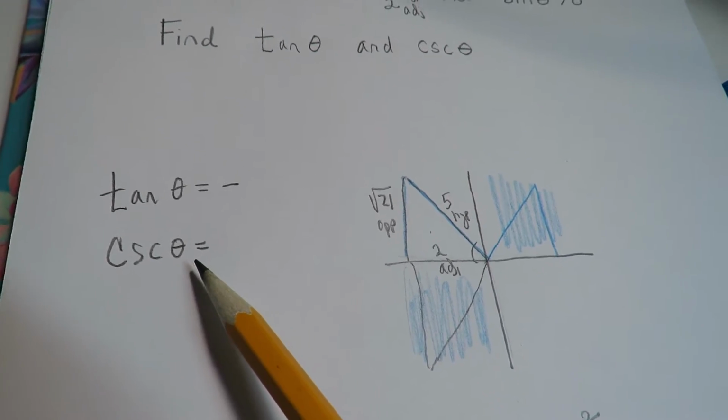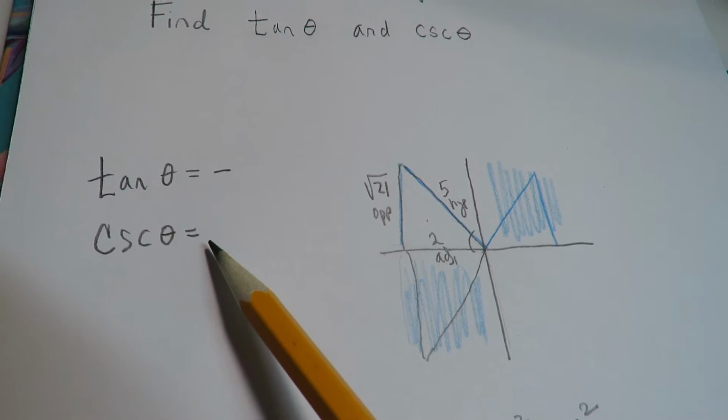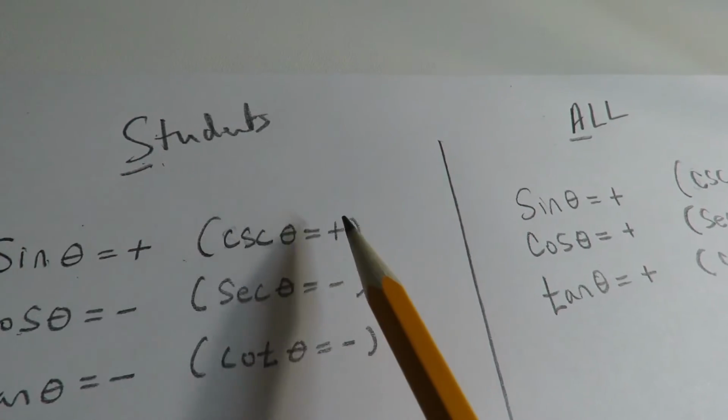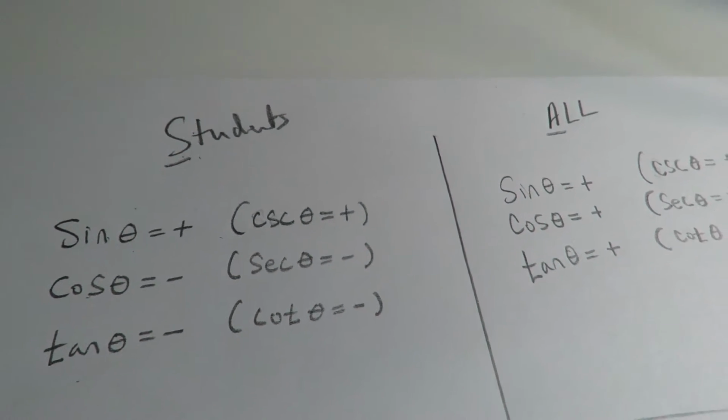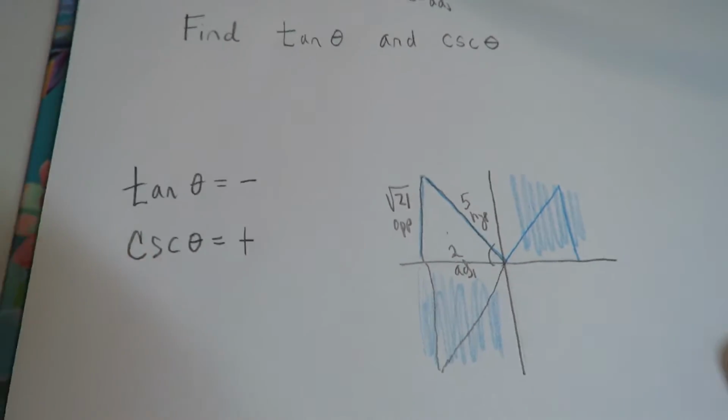Cosecant has the same plus or minus as its reciprocal function, sine. Sine is positive in quadrant 2 because it's up. Sine is like a Y, remember. So if sine is positive, its reciprocal will be positive. The cosecant will also be positive. That's the plus or minus.